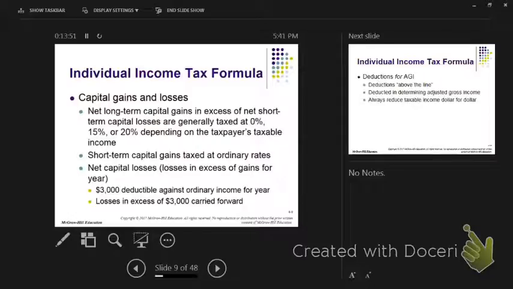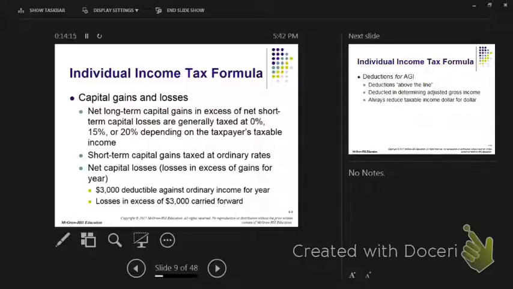Whatever you make in profit goes on line 13. If you lose money, you can only put a loss of up to $3,000. So you have to report all you gain, but you can only deduct a loss up to $3,000. I'll give you a couple reasons why, and then we'll talk more about it when we get to capital gains. You can continue to roll it forward, if that makes sense.